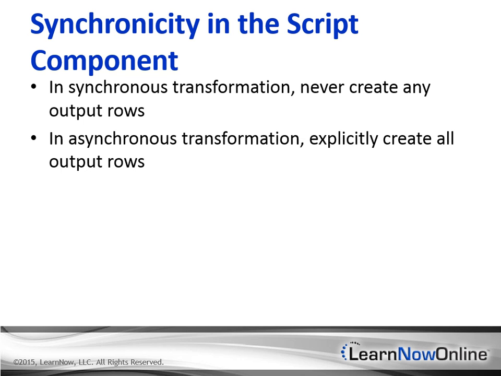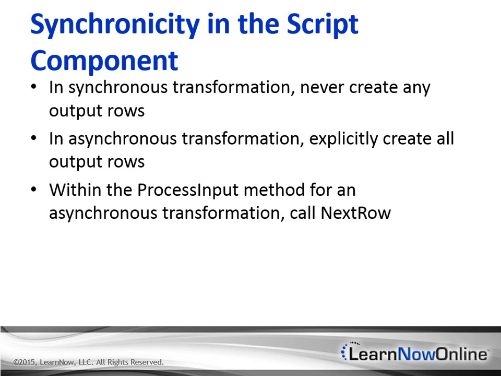When you develop an asynchronous transformation, you have to explicitly create all output rows. Instead of using the ProcessInputRow method, you usually use the ProcessInput method. The ProcessInput method provides access to the full input buffer instead of only one row at a time, so it's great for aggregates, for example. Within the ProcessInput method for an asynchronous transformation, you can call the NextRow method on the input buffer to navigate through the rows.